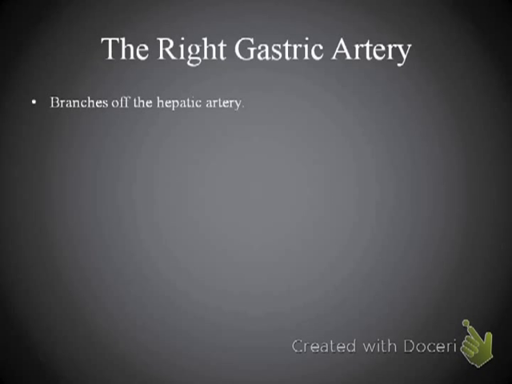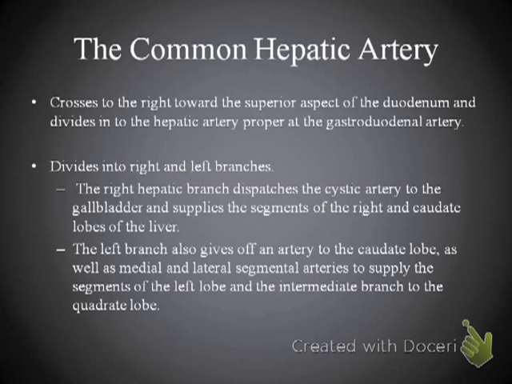The right gastric artery branches off the hepatic artery. The common hepatic artery crosses to the right toward the superior aspect of the duodenum and divides into the hepatic artery proper and the gastroduodenal artery. It divides into right and left branches. The right hepatic branch dispatches the cystic artery to the gallbladder and supplies the segments of the right and caudate lobes of the liver. So know that the right hepatic branch supplies segments of the right and caudate lobes of the liver.